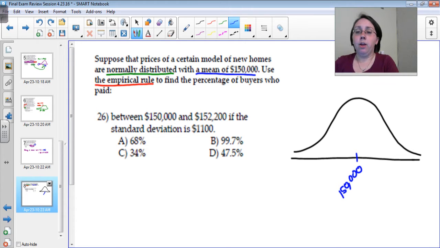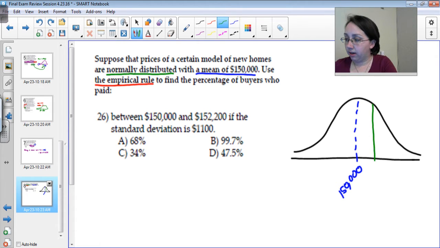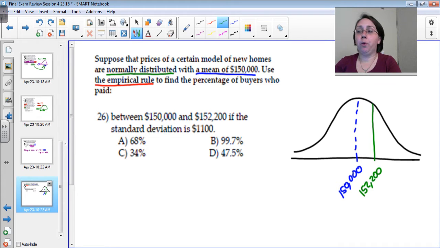All right, the mean. Use the empirical rule to find the percentage of buyers who paid between $150,000, that's our mean, so we're interested in this number here, and $152,200. So that's to the right. Let's mark that number. $152,200. So what are we looking for in the bell curve? The area between the mean and the indicated value. Very good. This area is our percentage that we want.